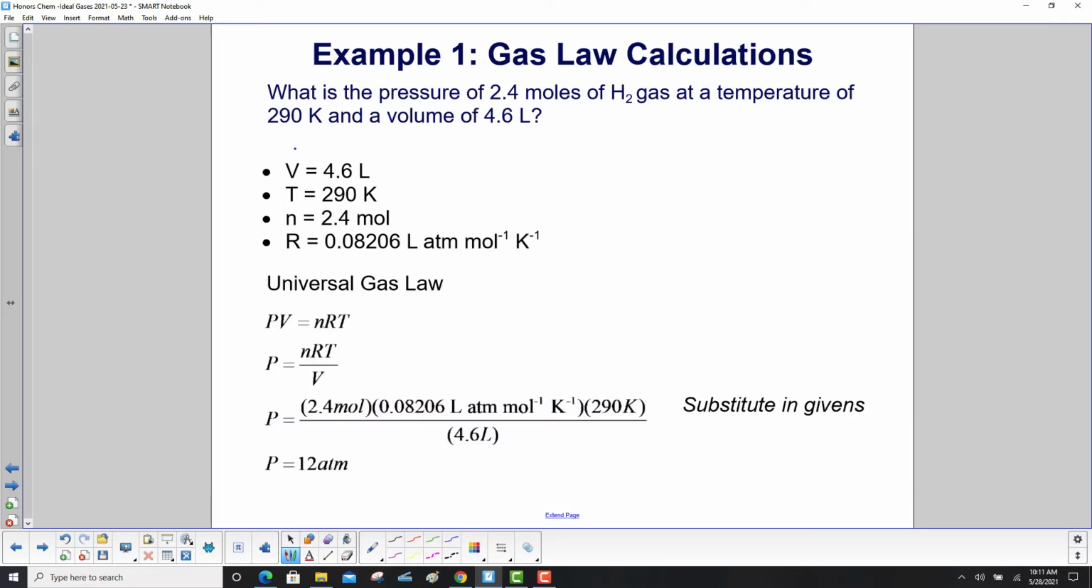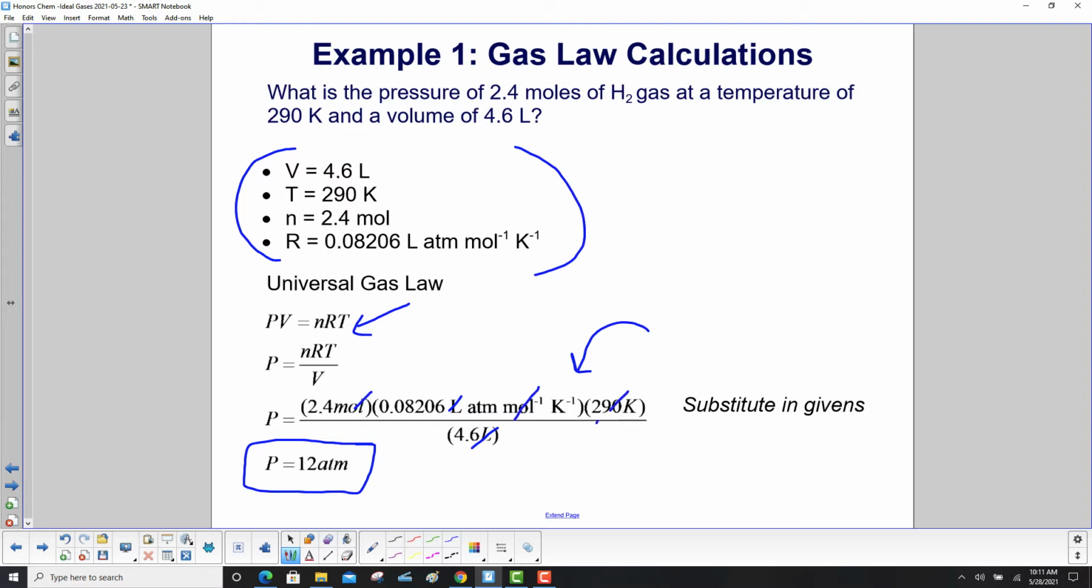We list our variables again along with the version of R that we would like to use for this problem. We then have the universal gas law. We want to solve for P, so we divide both sides by V, plug in all our numbers, and then the appropriate units cancel out, and we're left with 12 atmospheres. See, liters goes away there, moles goes away with moles inverse, and K goes away with K inverse. So we just have 12 atmospheres for our answer.